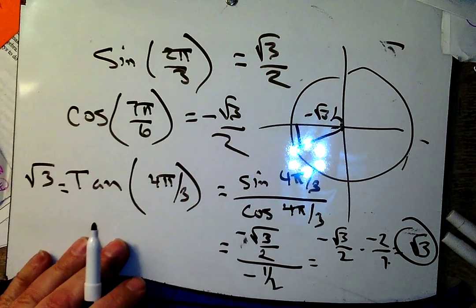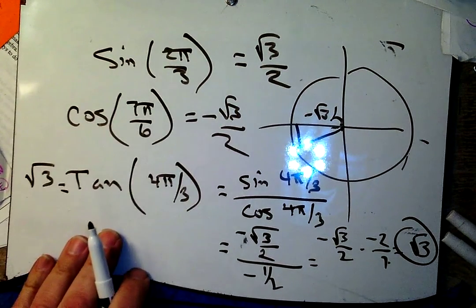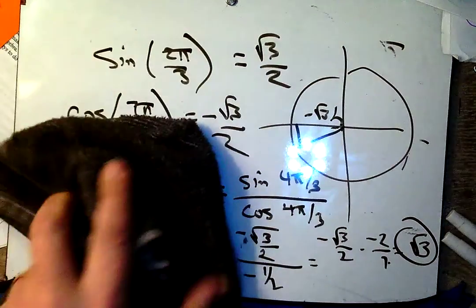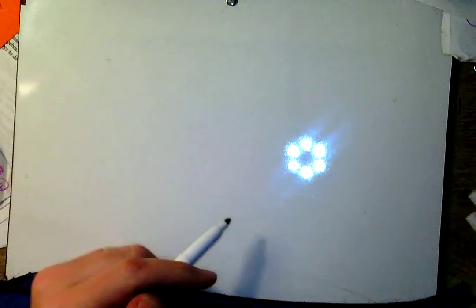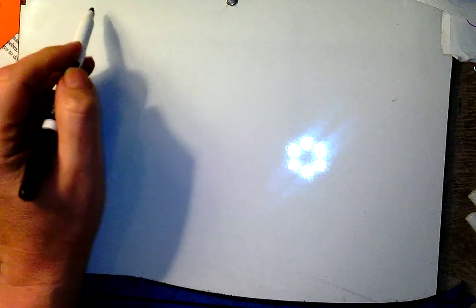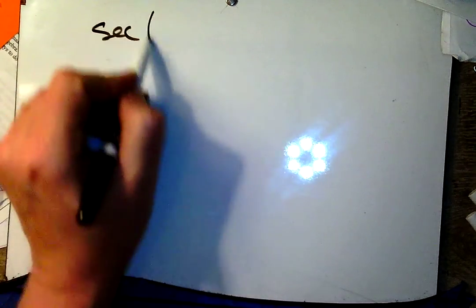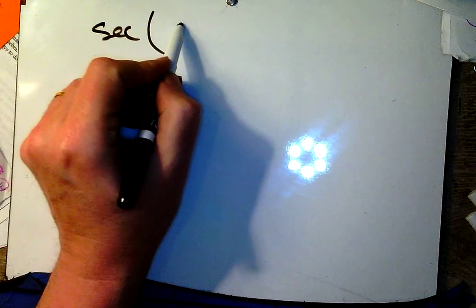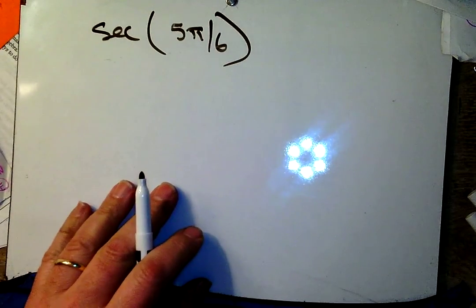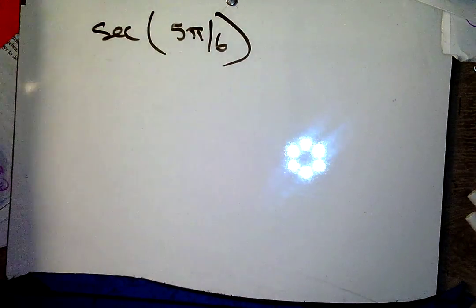Hey, remember, when you're doing these practice problems, pause the video. Then you'll have as much time as you need, right? Don't try and keep up with the pace I'm doing here. Pause the video, do the problem. Come back when you're done with the problem. Give yourself that time, okay? Okay, how about secant of 5 pi over 6? Secant of 5 pi over 6.